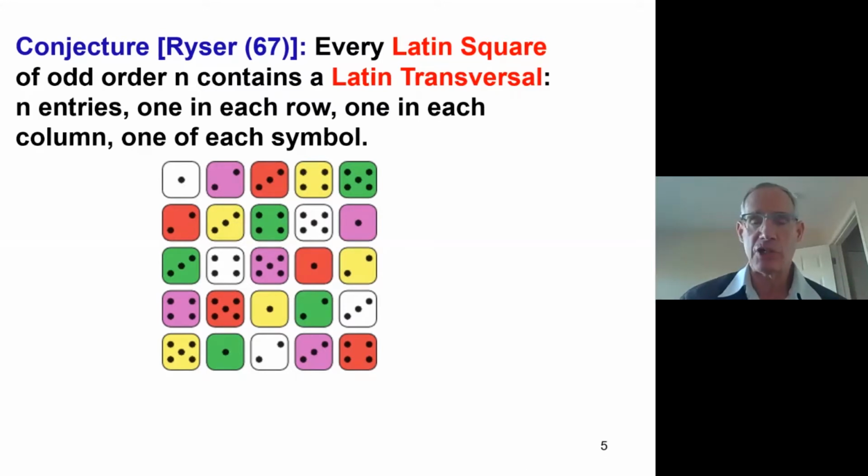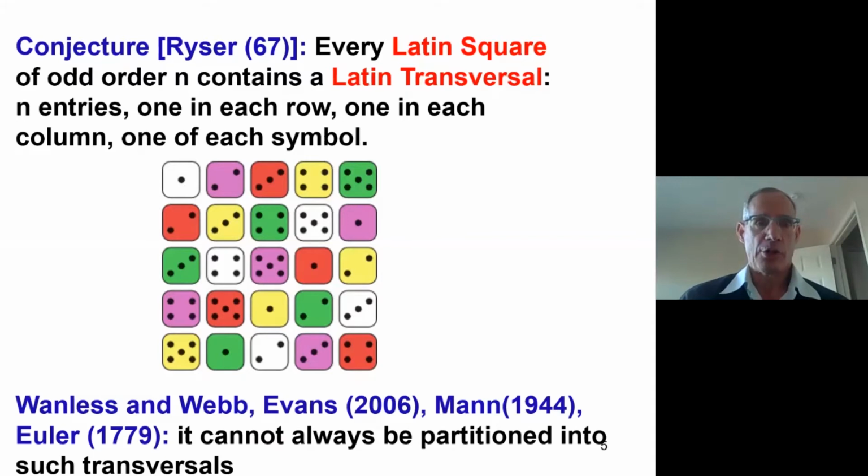And here the partition version is not true. This was observed by Euler for the even case, and was proved by Mann for every n which is 1 modulo 4, and then by Wanless and Webb and by Evans independently for the remaining values of n. So for every n which is not 1 and 3, there is always an n by n Latin square that cannot be partitioned into Latin transversals.